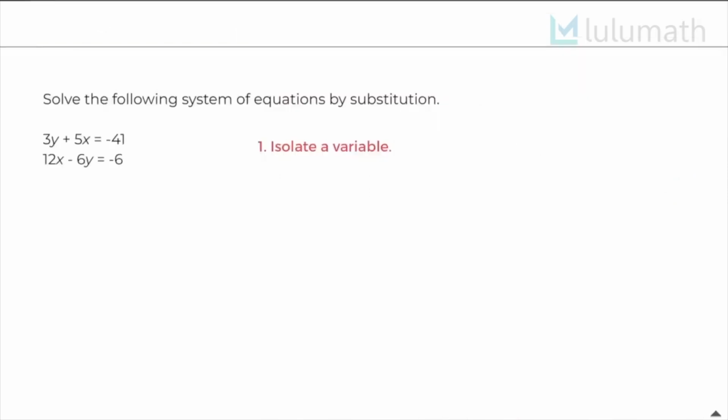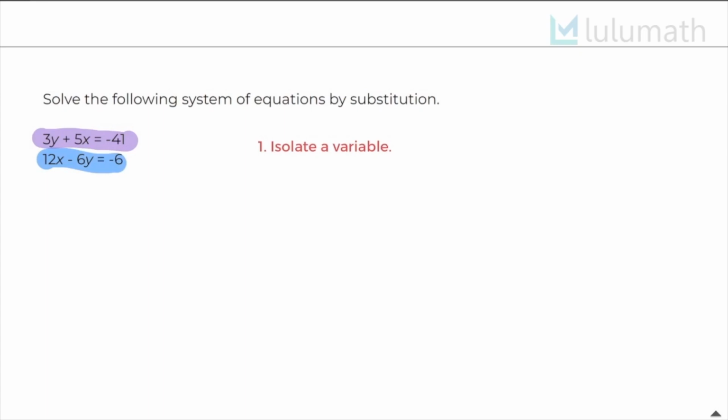So in our next example, we're asked to solve the following system of equations by substitution again. So again, our first thing that we want to do is to isolate a variable. That's our first step. So in our first equation, 3y plus 5x equals negative 41, I don't have a single x or y like we did in our previous example. Same thing with our second equation. So what I'm going to do instead is I'm going to look for maybe possibly a coefficient that might be a factor for the other coefficients or constants in my equation.